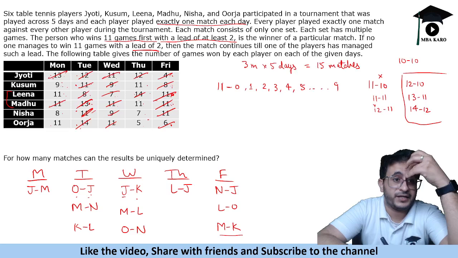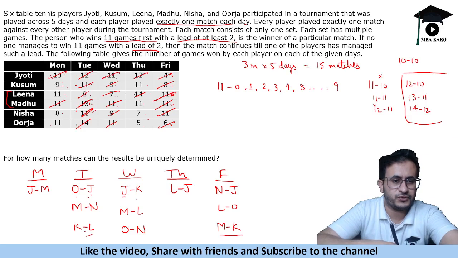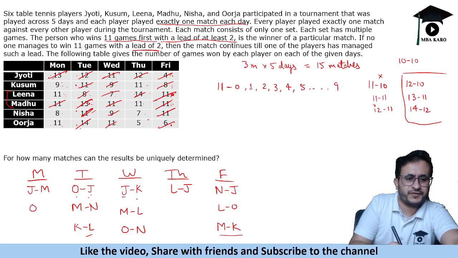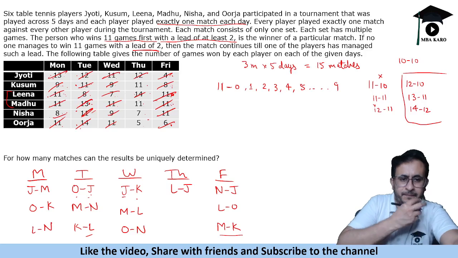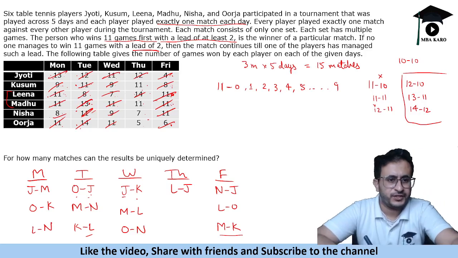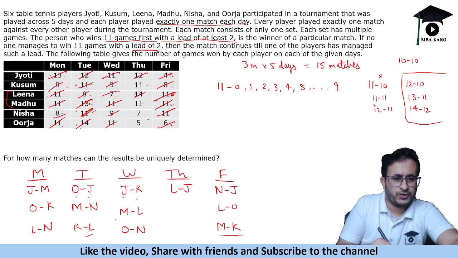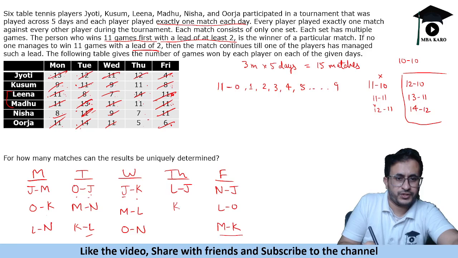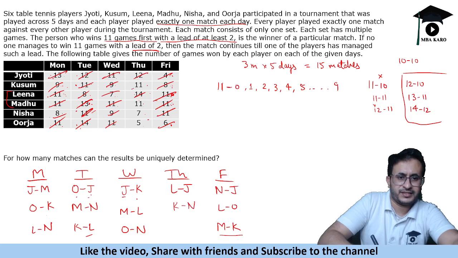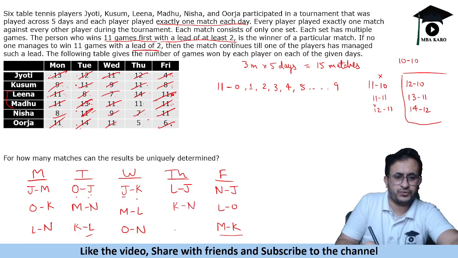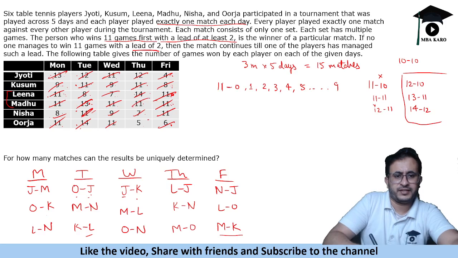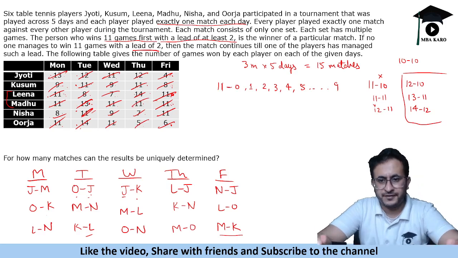Now on Monday, Kusum cannot play Leena because we have just filled Kusum versus Leena here. So Kusum has to play against 11 point. So it is Urja versus Kusum, 11-9, and hence Leena versus Nisha, that is 11 and 8. Okay. Now we will fill for Thursday. So it is Kusum versus Nisha or Urja. Okay. So Kusum versus Urja is done. So it has to be Kusum versus Nisha, that is 11-7, and Madhu versus Urja. Okay, which is 11-5. So this is how we will fill the table.